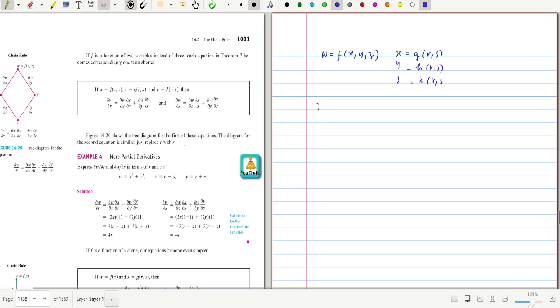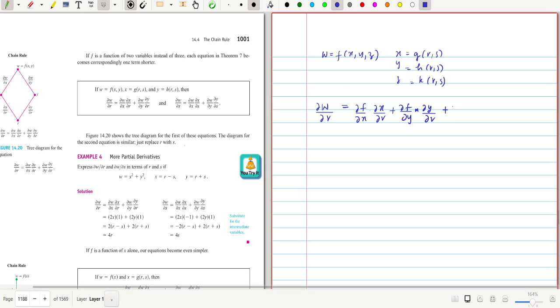this w with respect to r is defined as partial derivative of f with respect to x, multiplied with the partial derivative of x with respect to r, then partial derivative of f with respect to y, multiplied with partial derivative of y with respect to r, then partial derivative of f with respect to z times partial derivative of z with respect to r. If this function w contains only two variables, if this z is absent, then this term will be absent in the formula of partial derivative of w with respect to r.